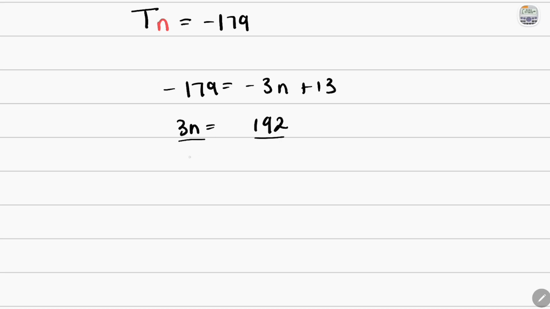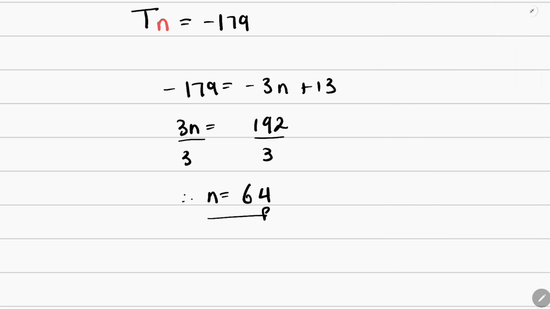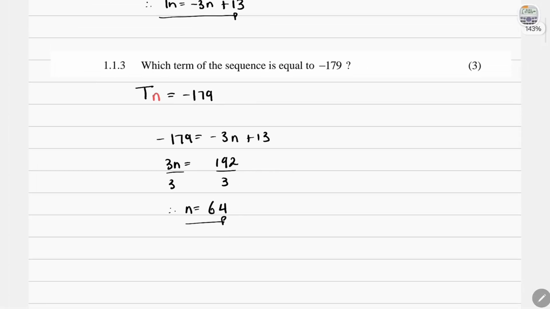Then divide both sides of the equation by 3. Finally, n equals 192 divided by 3, which is 64. And that is our answer. That is it for this question. Moving on to the next question.